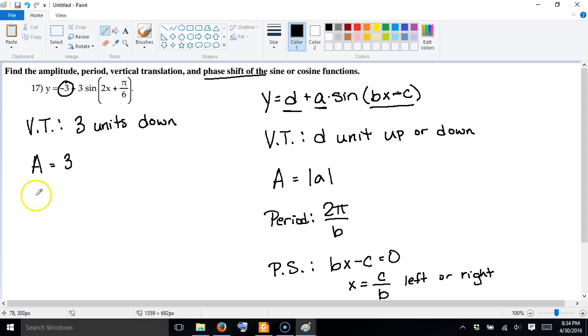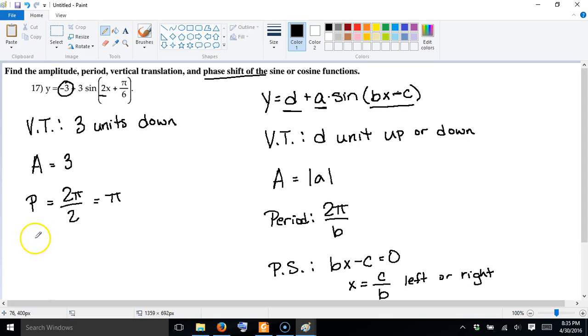And then the period of our function, I'm just going to state it as P, is equal to 2 pi over B. So 2 pi over 2. So that's our B value right there. And reduce that, it becomes pi.